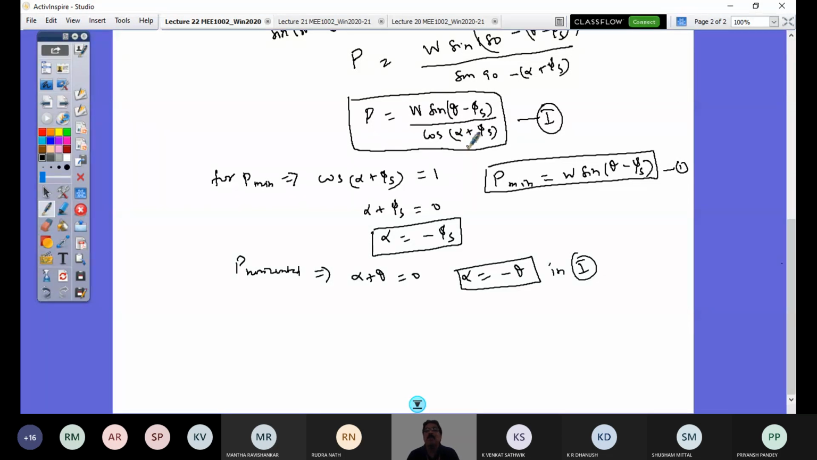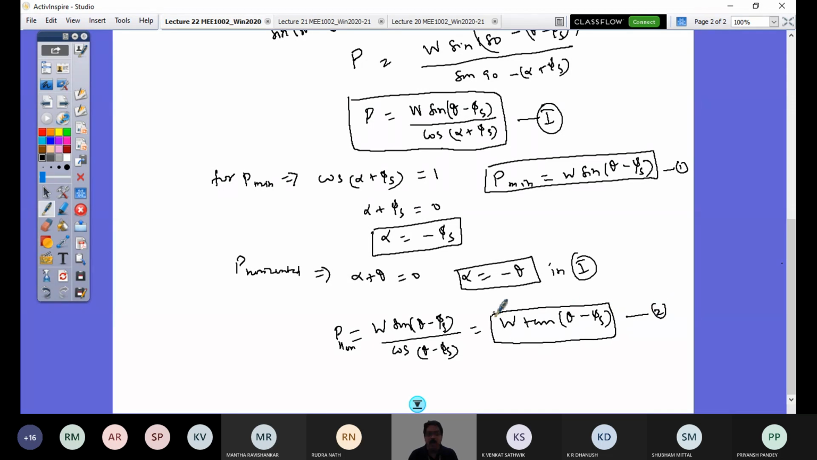If I substitute alpha as minus theta, cos of theta or cos of minus theta is the same. So P would be W sine (theta minus phi s) by cos (alpha plus phi s). If I put minus theta here, cos of minus angle is the same as cos of plus angle, so I can rewrite it as cos (theta minus phi s). So sin by cos gives W tan (theta minus phi s), which is P to be horizontal. This is my equation 2.